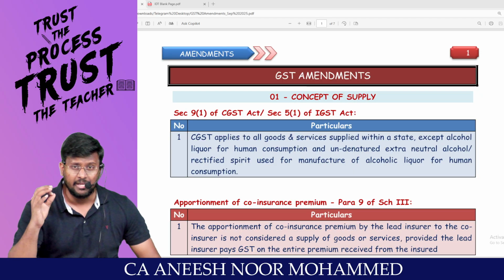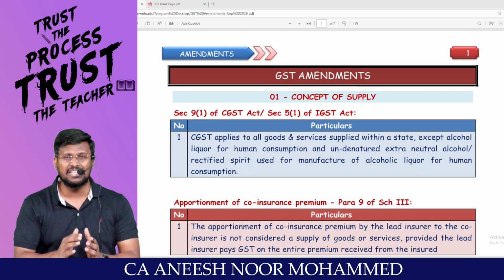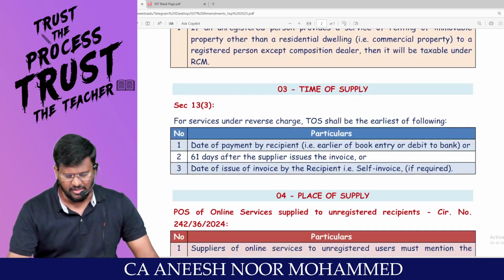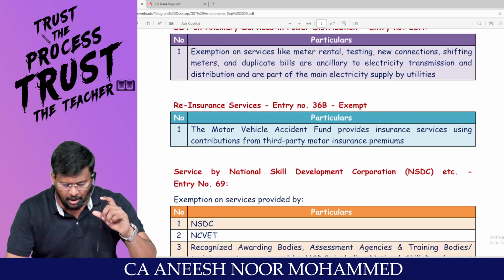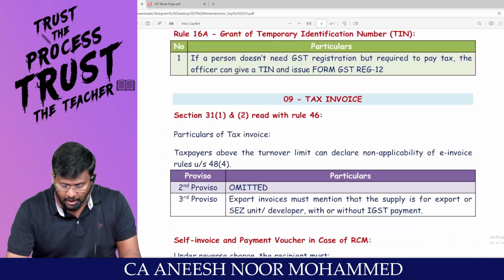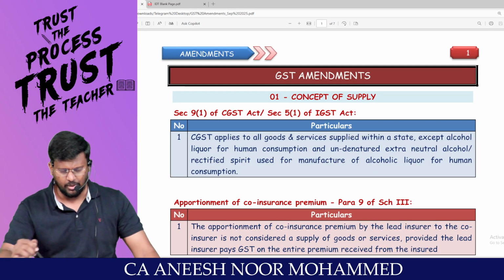For the September examination, you may be searching here and there: in GST, is there any amendment? Sir, if you go through the 7 pages which I have highlighted, which are the very important ones from our statutory update, that itself is more than enough for the examination, my dear lovable students.